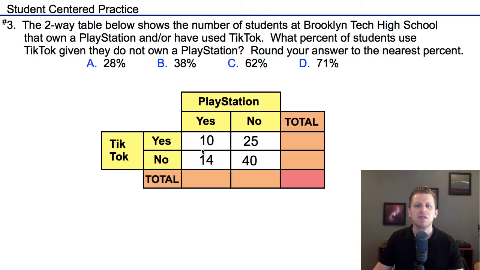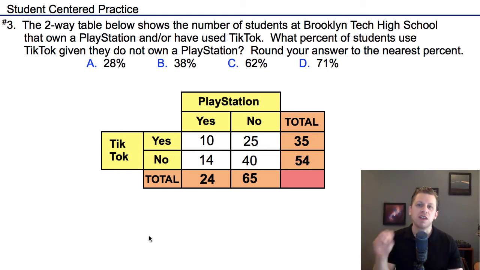Let's start by summing the rows and columns. I'll start by summing this first column. 10 plus 14 would be 24. That's the total number of students that own a PlayStation. 25 plus 40 would be the sum of the next column. That would be 65. That's the total number of students that do not own a PlayStation. Now let's sum the rows. Let's first find the number of students that, yes, they use TikTok. 10 plus 25 would be 35. And finally, let's find the number of students that don't use TikTok. 14 plus 40 is 54.